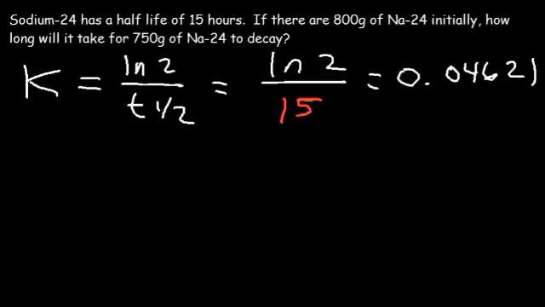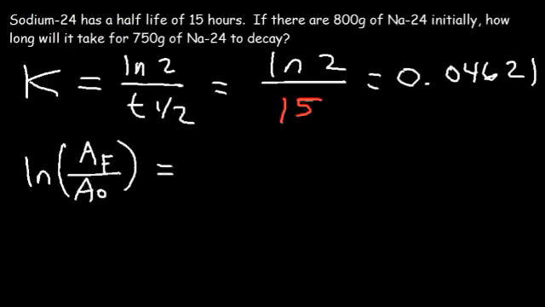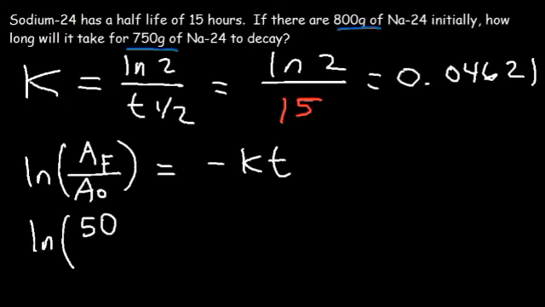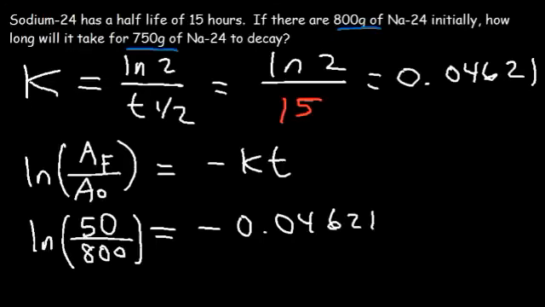Now our goal is to find the time, and you want to use a different form of the equation that I gave you before. You want to use this form. Natural log of the final amount divided by the original amount is equal to negative KT. So the final amount is 50. It's 800 minus the 750. The 750 is a change. If 750 of sodium-24 changes, 50 remains. So the final amount that is unchanged is 50. The original amount is 800. That's A0. And K is 0.04621. So we've got to solve for T.